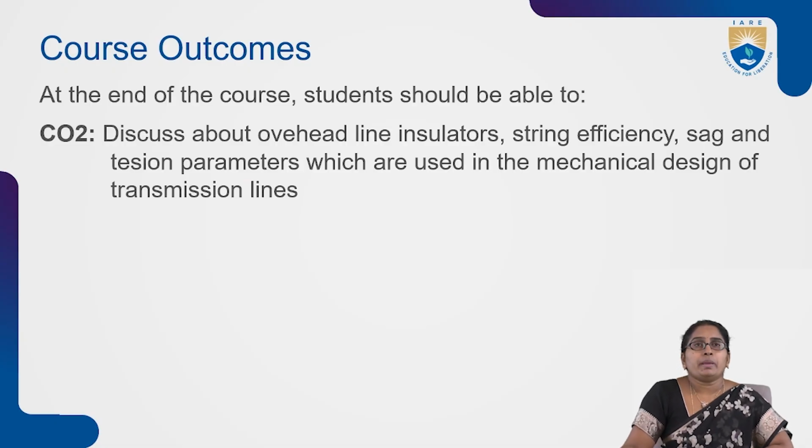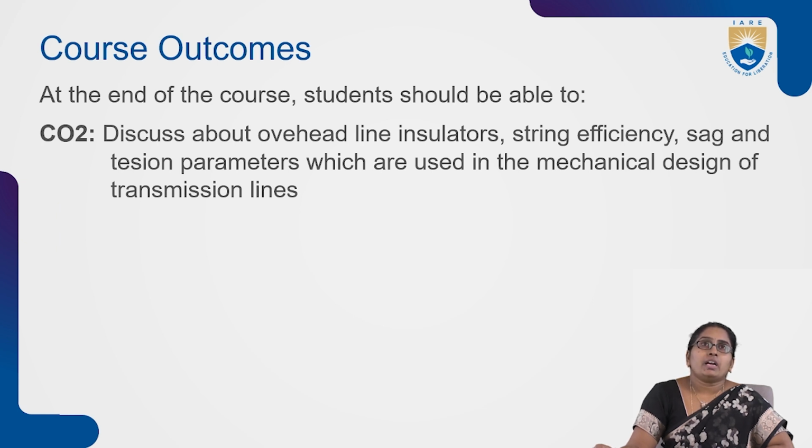This topic maps to course outcome 2. This is module 2, so we finished module 1. It talks about the insulators and the mechanical design of transmission lines. Under that, there are the insulators of the transmission lines, and also one more factor, a mechanical parameter in the transmission lines, that is sag and tension calculations. So that is module 2.